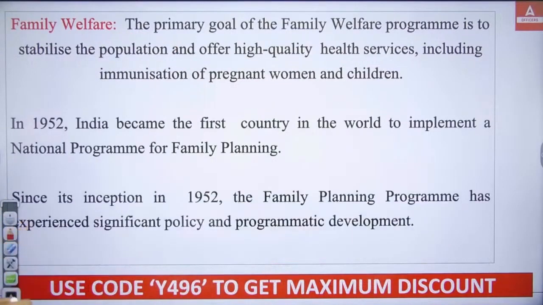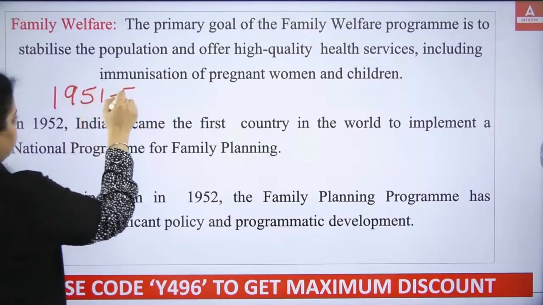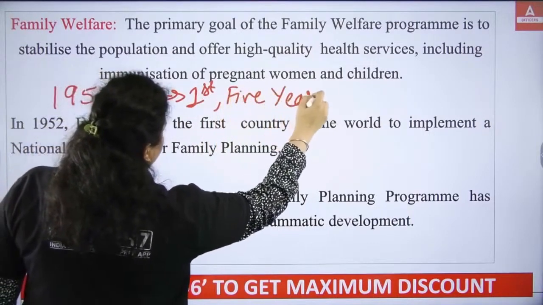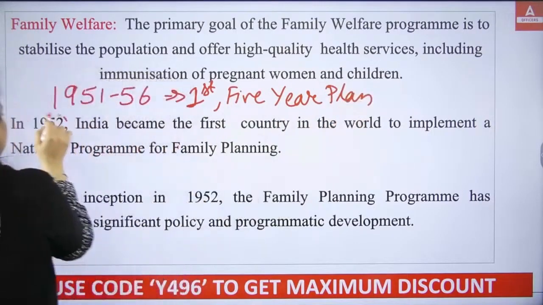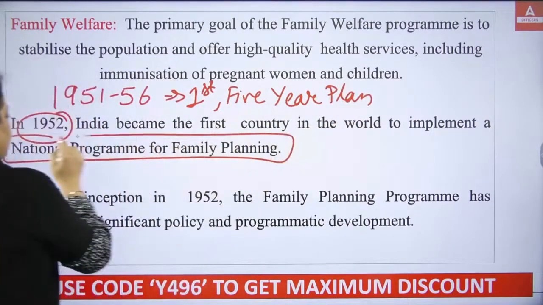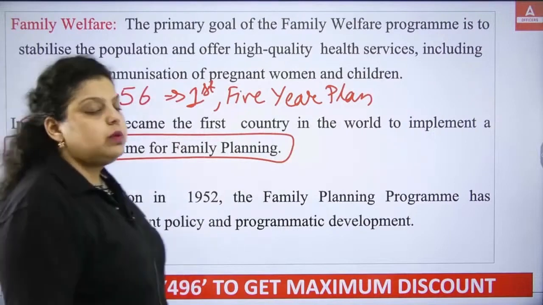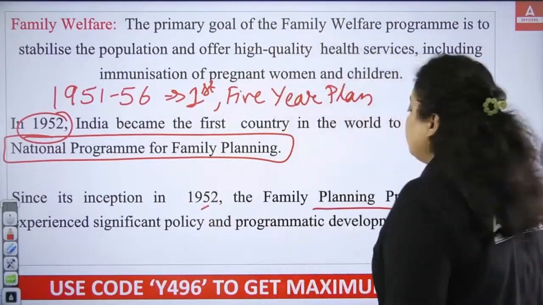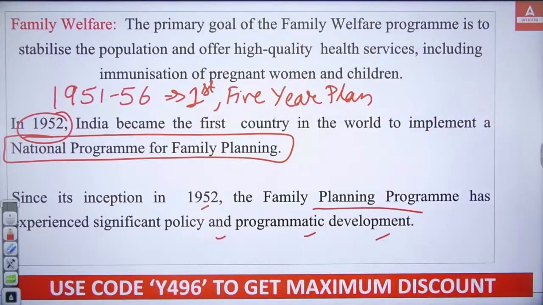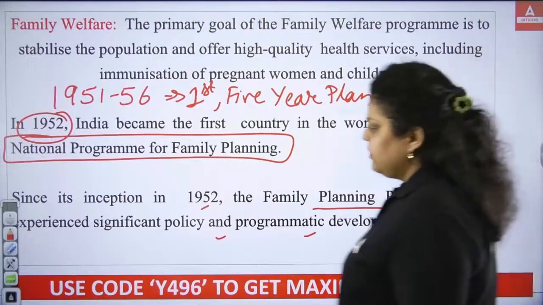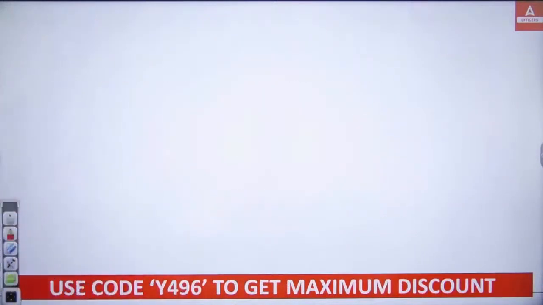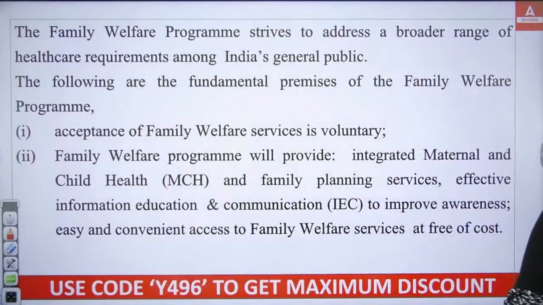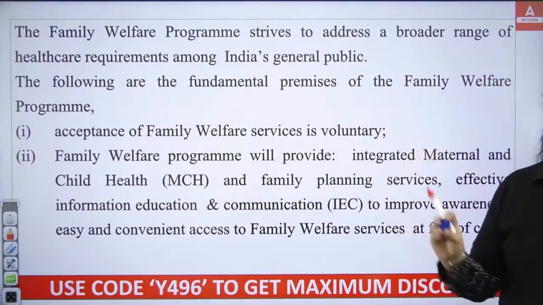Now, from 1951 to 1956, we saw the first 5-year plan of the country, introduced by the Planning Commission. In the first 5-year plan, in 1952, we introduced the National Program for Family Planning. It was also introduced to control the population at that time. And a lot of impact has been seen because of this. Since its inception, the family planning program has experienced significant policy and programmatic development in the control of the population. Although in 2013 India became the most populated country, leaving China behind, still this family planning program has helped us a lot to control the population.